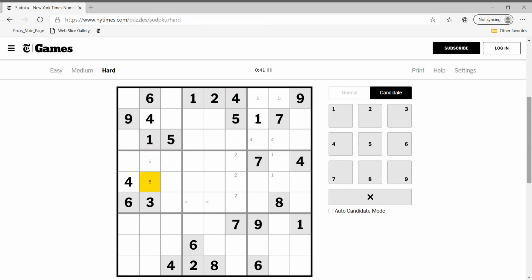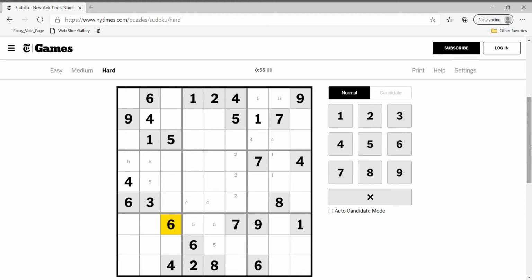5, 5, 5. I do know 5s are in these 3 cells over here. 6. So this is 6. And I'm not sure what else I know.